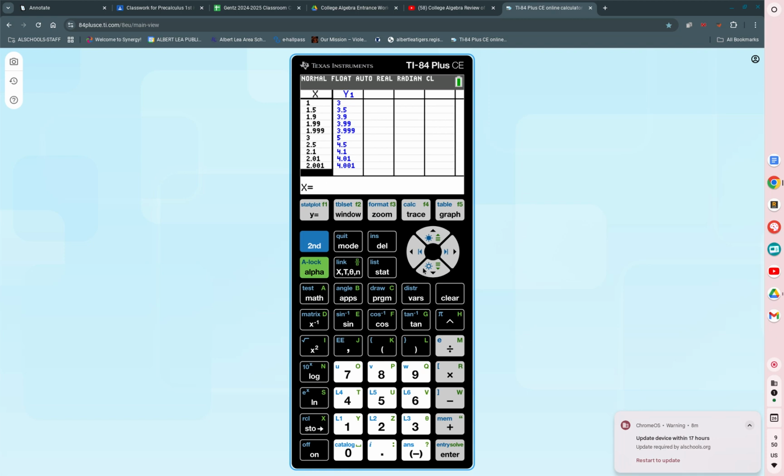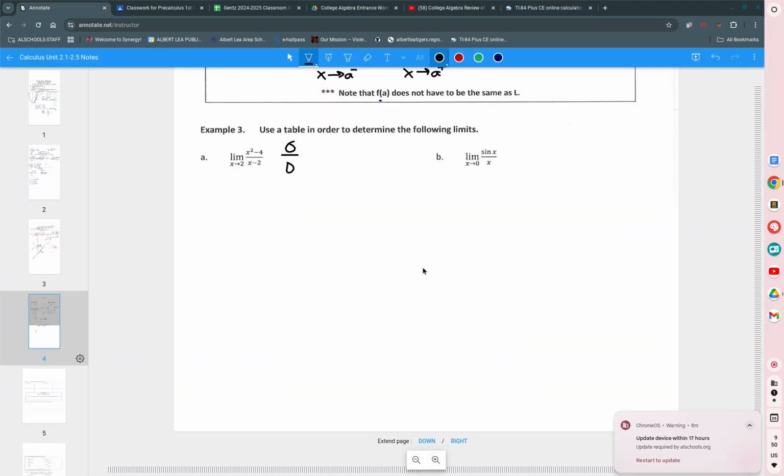You can see that the evidence shows us both from the left and from the right that it is in fact approaching 4. So we've determined that the limit is 4. Go ahead and do letter B on your own.